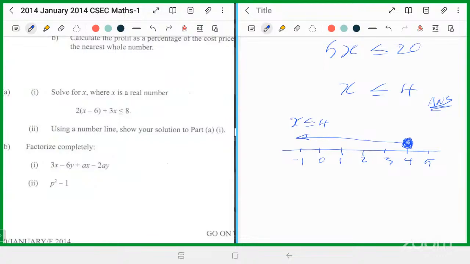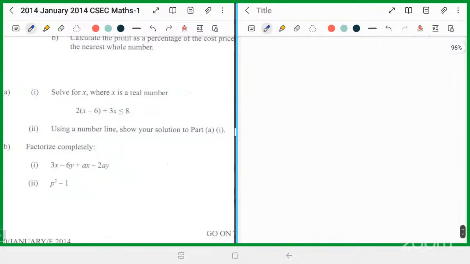Alright. This one wants us to factorize these things. Let's just practice it. Factorize this one. So we have 3x minus 6y plus ax minus 2ay. 4 terms, so it's factorization by grouping. If you factor out 3, you're going to have x followed by y. Look over here, you have x followed by y as well. So there's no need to rearrange the values.